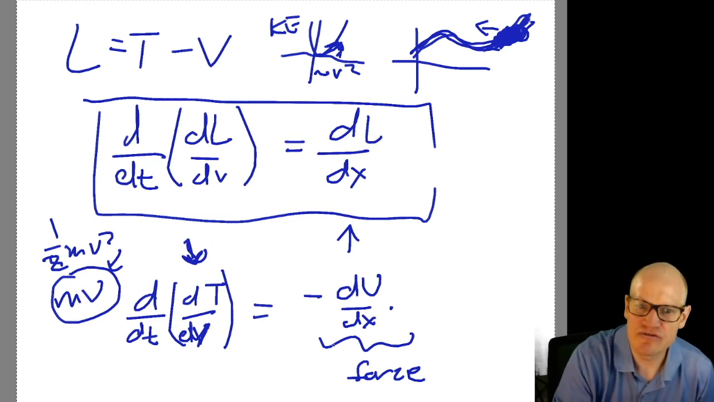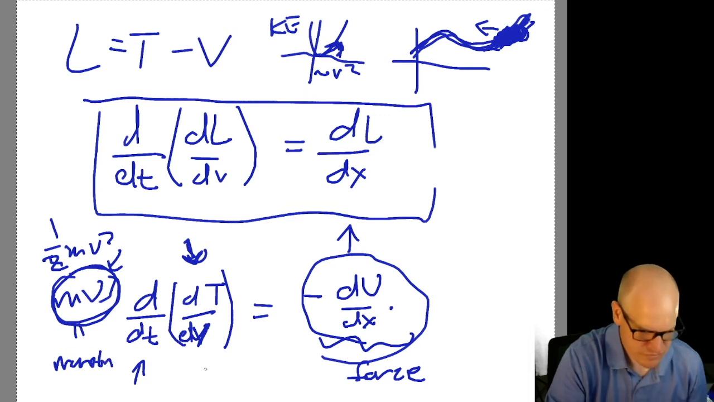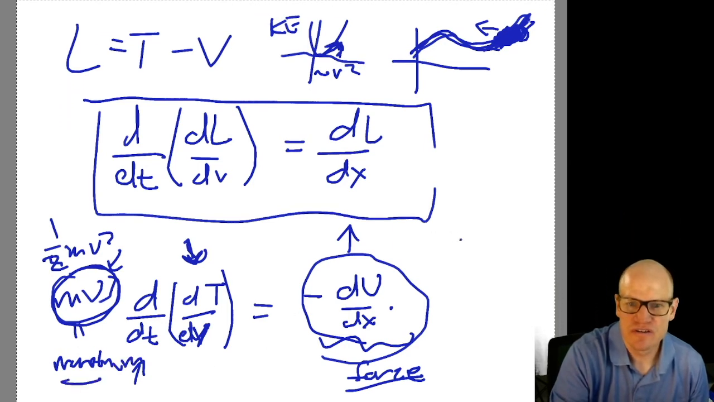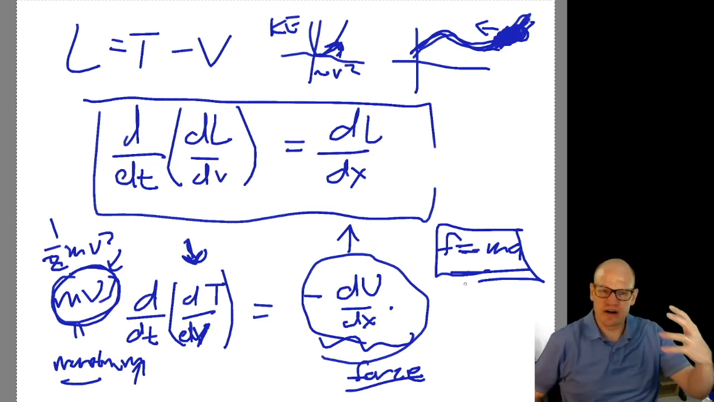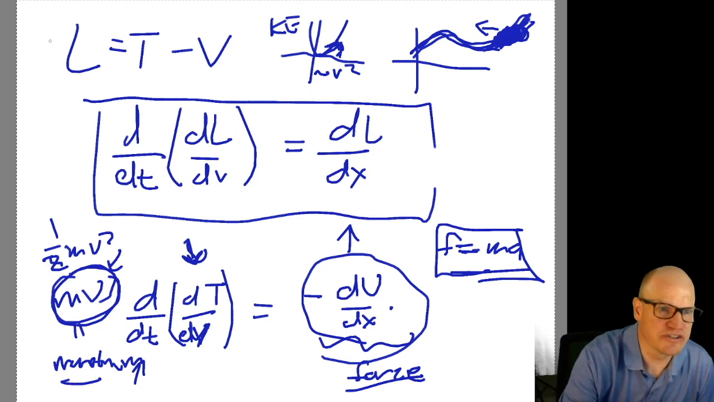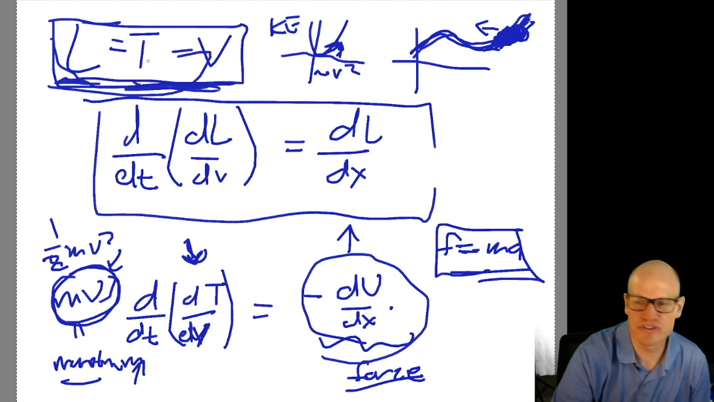So that says a force causes a time derivative with respect to mv. This is momentum. So what does this mean? This says that forces cause a change in momentum. So F equals ma. Forces cause a change in momentum. That's Newton's second law. Newton's second law comes from conservation of energy and the fact that things are related to each other. The two different kinds of energies are related to each other through this relationship.